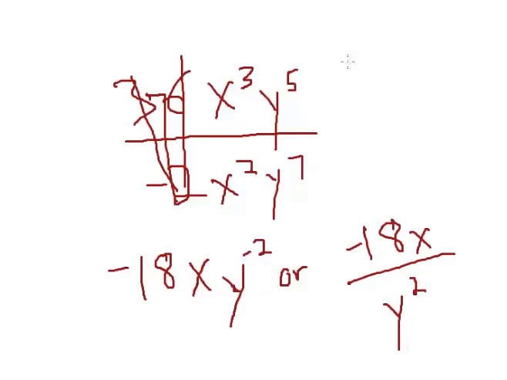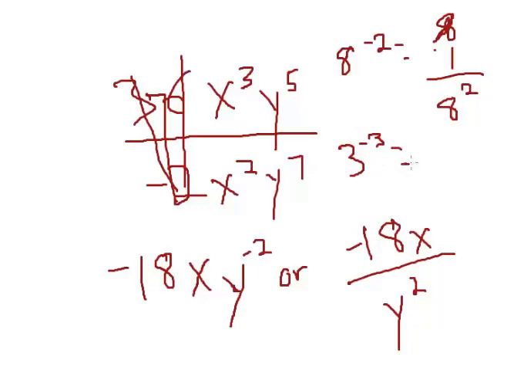Generally speaking, a negative exponent means 1 over whatever that number is. Just to give you some other examples, 8 to the negative 2 is the same thing as 1 divided by 8 to the second. 3 to the negative 3 is, of course, the same thing as 1 divided by 3 to the third. That's all a negative exponent means. So these two expressions are comparable.